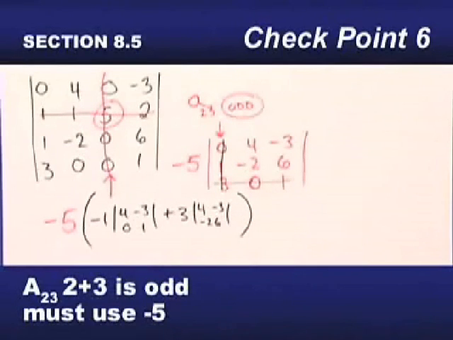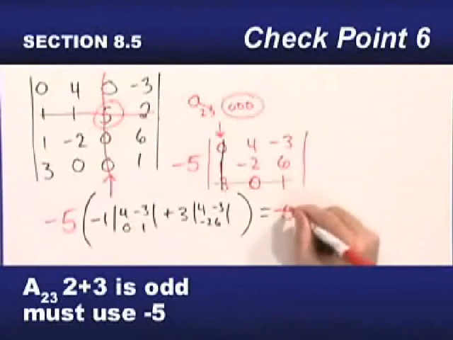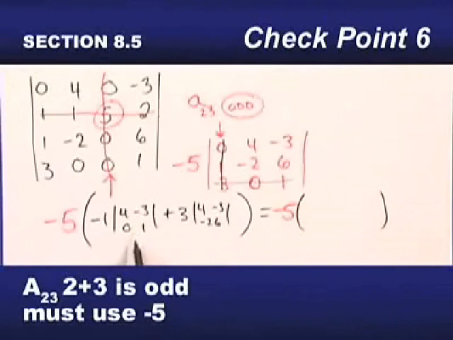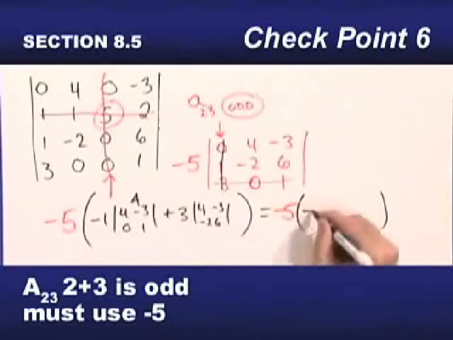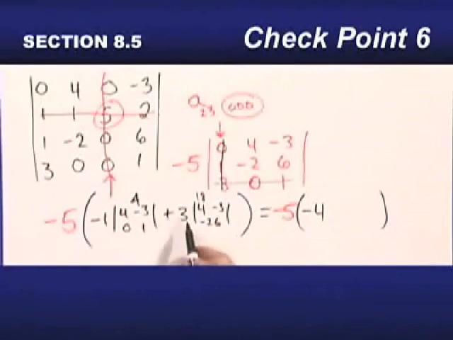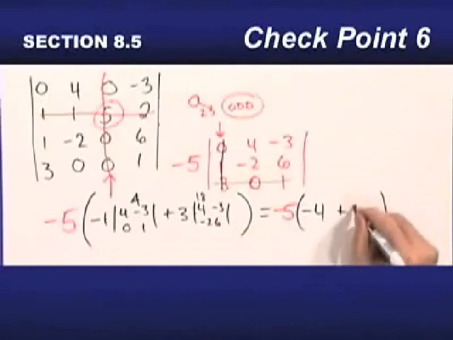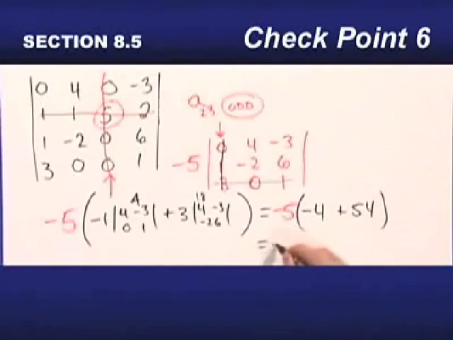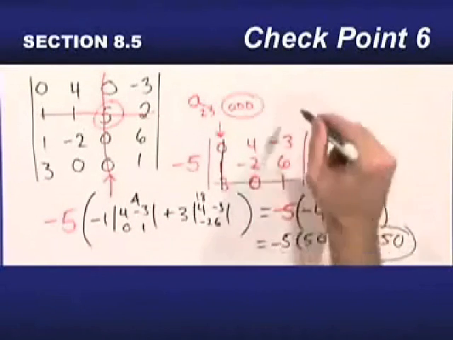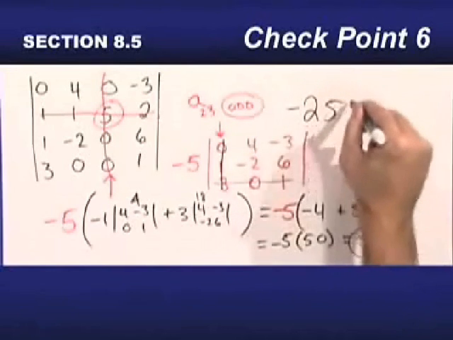Now I need to put that all together. I'll simplify a little bit. I've got my negative 5 out in front. When I go ahead and find the determinant, this determinant here is actually 4, so I get a negative 4. This determinant here turns out to be 18, so I get 3 times 18, which is 54. Simplifying, negative 5 times 50 gives me a negative 250. So the determinant of this big 4 by 4 matrix is the number negative 250.